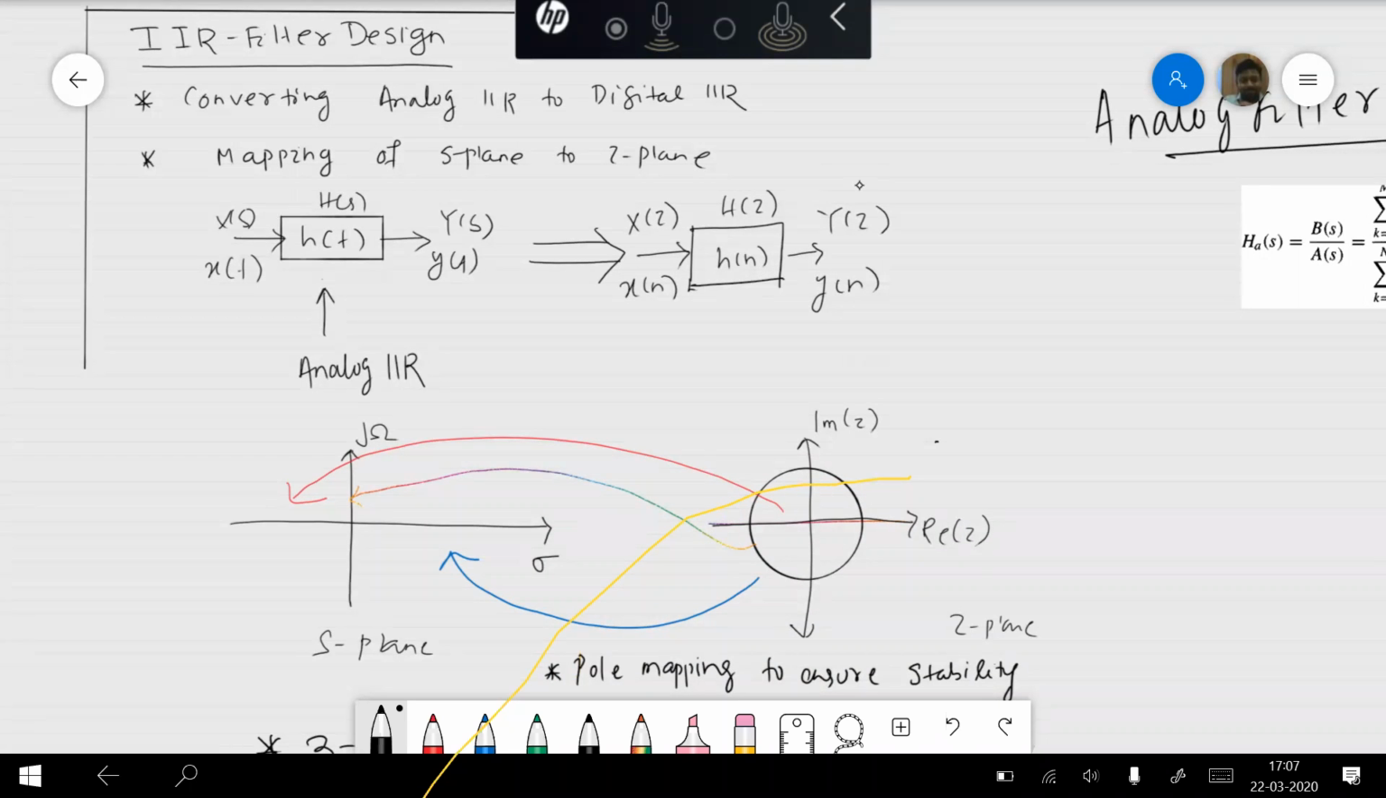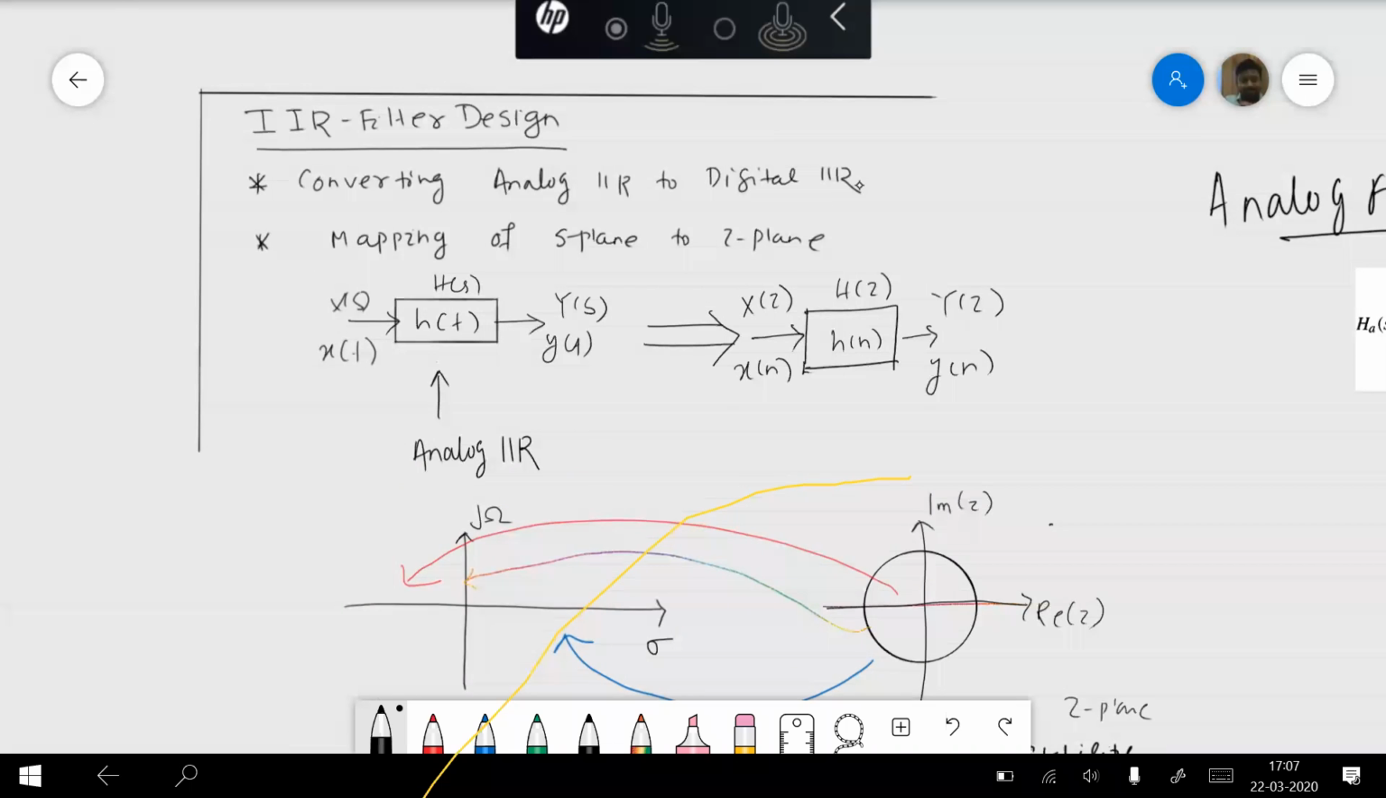Okay. So what do we do? We take an analog filter whose response is h of t. If you can see this red line, whose response is h of t. We convert these using certain methods. We use some methods to convert this into digital filters. Unlike FIR, in FIR what we do? We design directly.